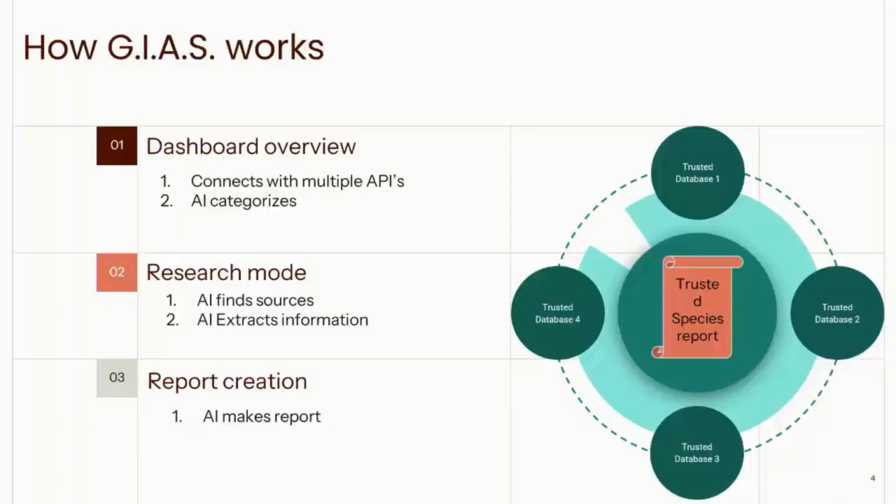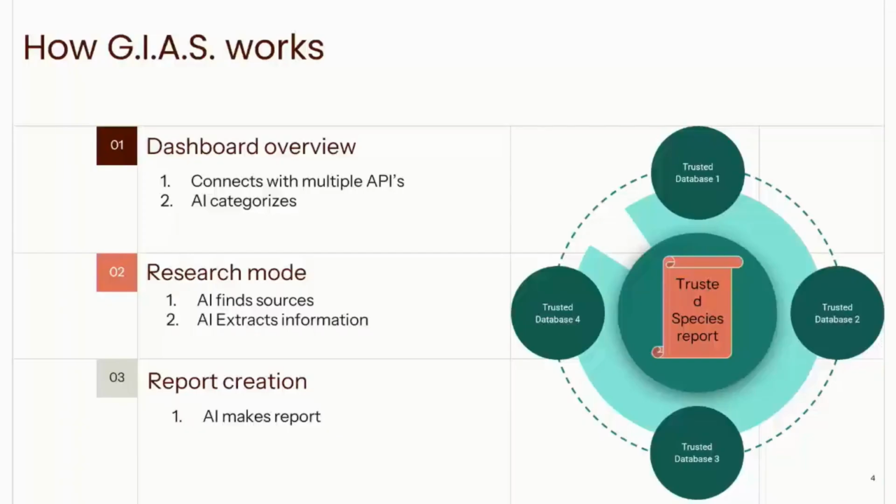The very first is a dashboard overview. It goes through all of these trusted databases, connects to them with APIs, and then an AI categorizes that into one big aggregated database. Through the categorization, the AI can get past that normalization problem because it can interpret, through its training data, that it is about the same topic or the same species.